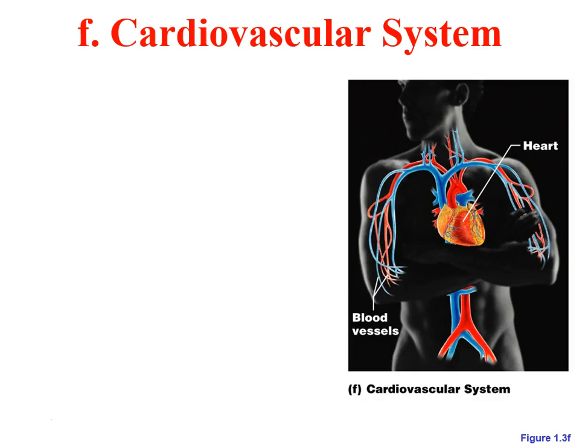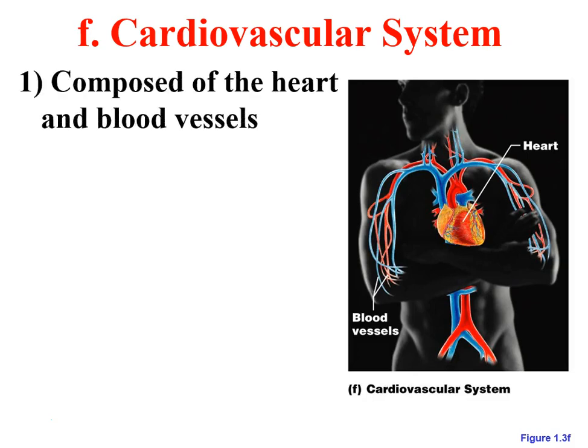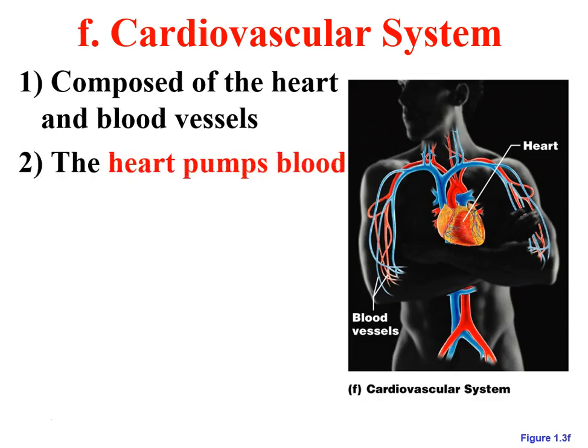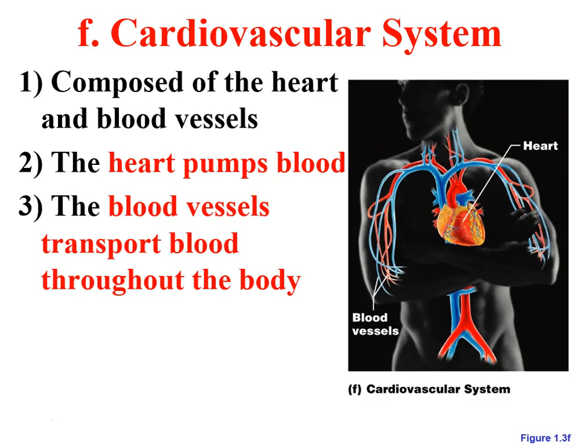Another system you'll study in A&P2 is the cardiovascular system, and it's comprised of the heart and the blood vessels, and the blood that goes through the blood vessels. The heart pumps blood throughout the body through blood vessels. The blood vessels transport that blood to different parts of the body, bringing nutrients and taking away waste, bringing oxygen and taking away carbon dioxide.